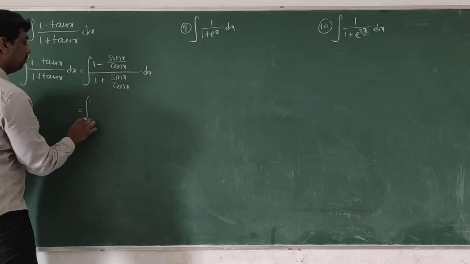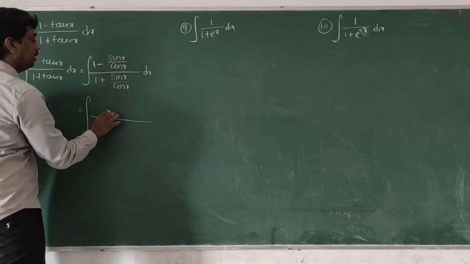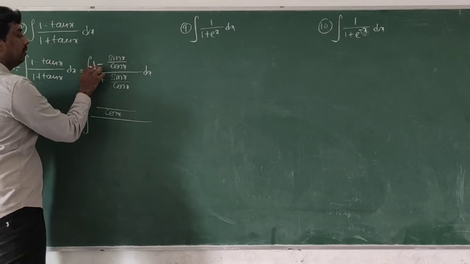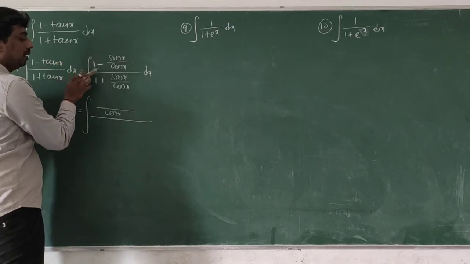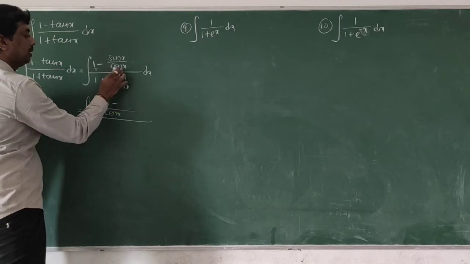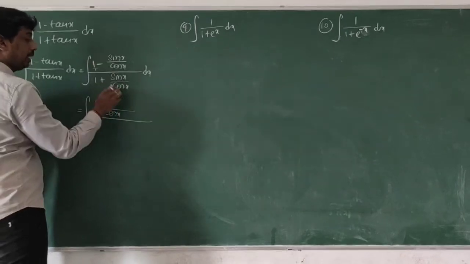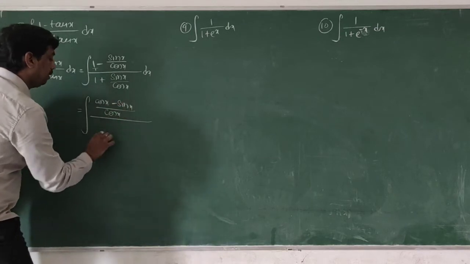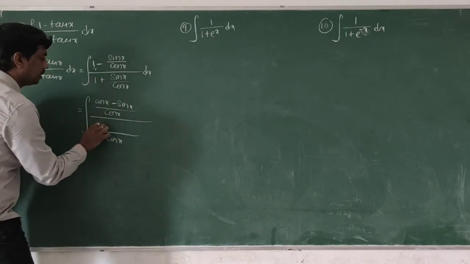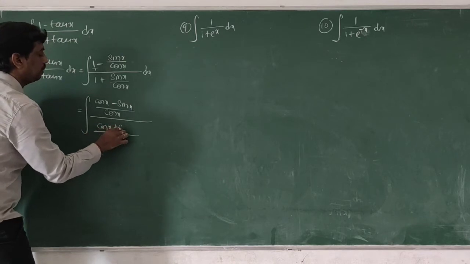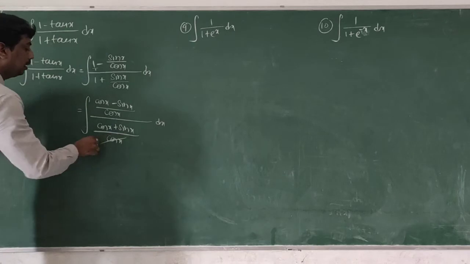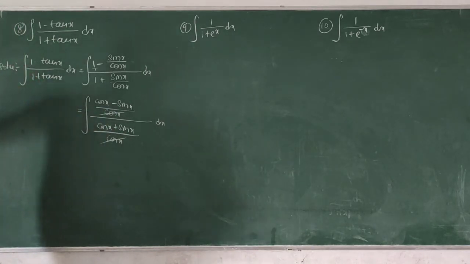Okay, do the LCM. What is the LCM in the numerator? Cos x. There is no denominator for 1, so 1 into cos x is cos x, minus 1 by cos x into sin x, sin x. In the same way, do the LCM in the numerator, then we get (cos x minus sin x) by (cos x plus sin x) dx. Here cos x cancels.